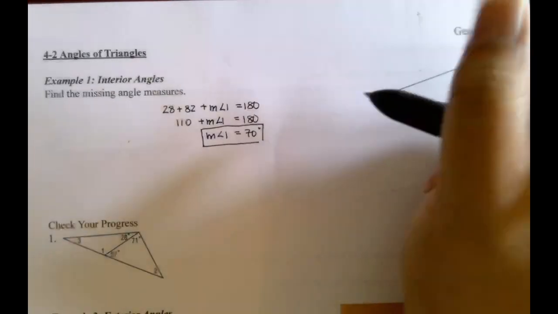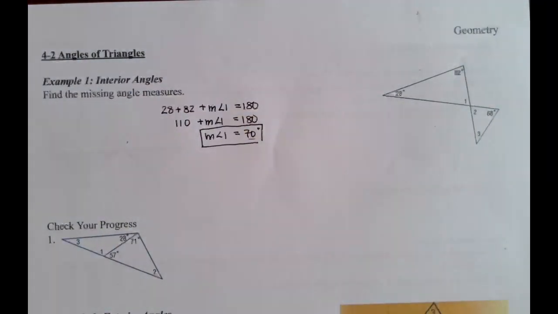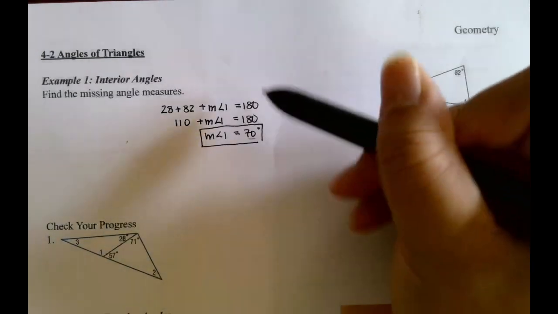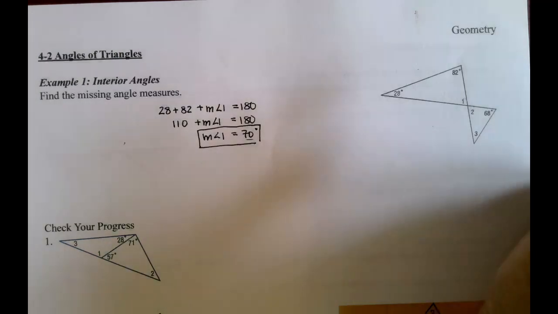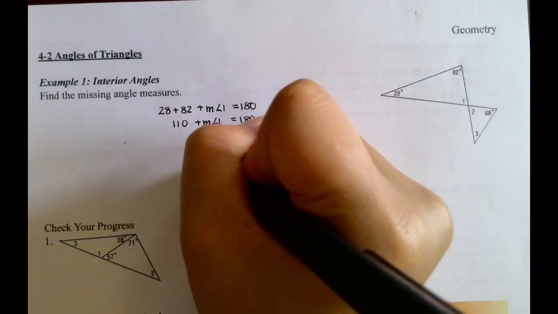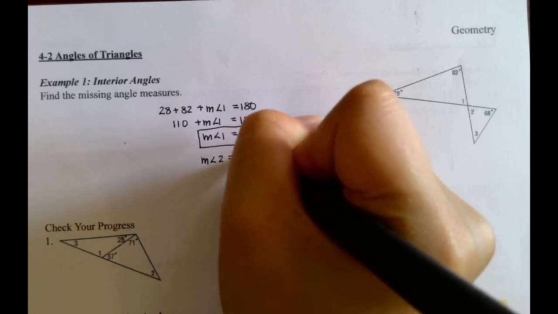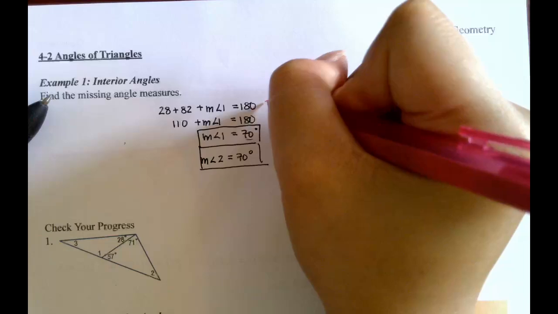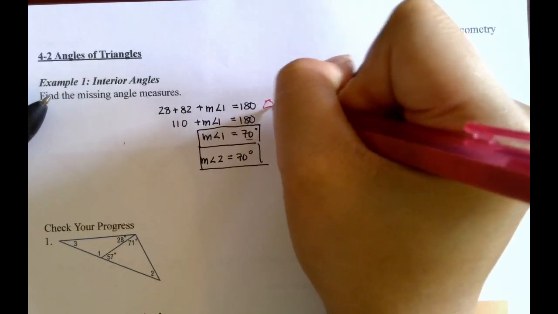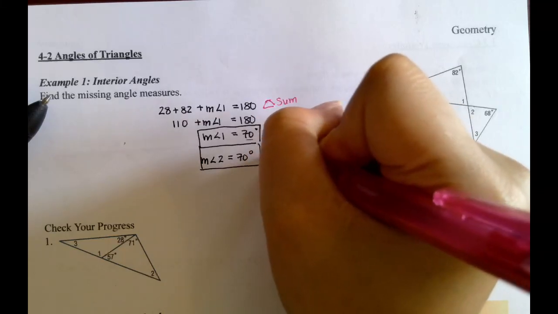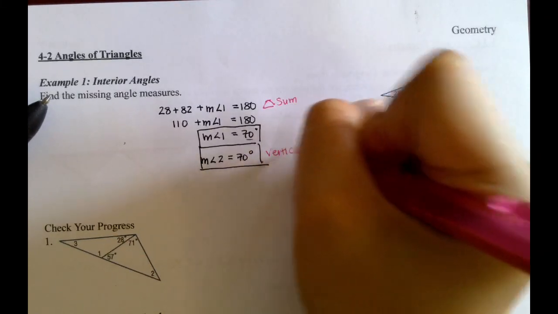The reason why I'm writing it all out is because it helps me with proofs. It helps me to know why I got the answer. It's not just because that is the answer, but I have reasonings for it. Since angle 1 is 70, angle 2 is also 70 degrees. I'm also going to write my reason. This one is the triangle sum theorem. This one is because of the vertical angle congruence theorem.